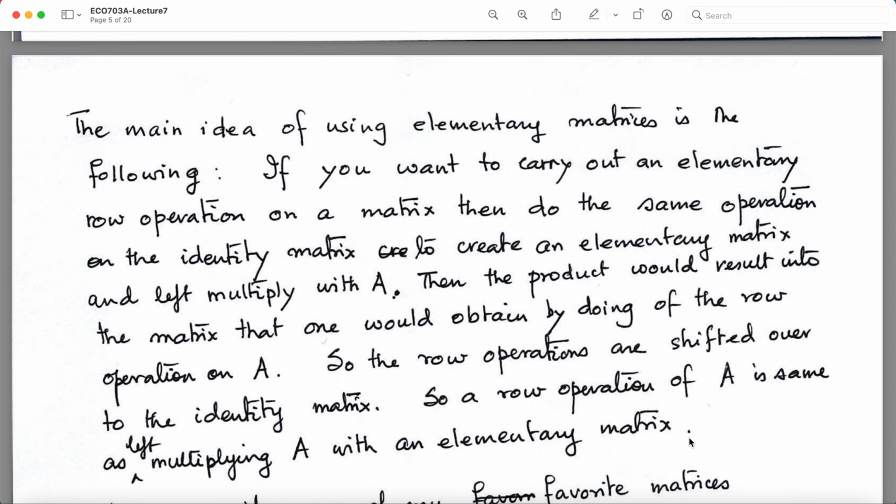So I again read from what I have written, but I have been repeatedly telling you this so that it gets into your mind that the main idea of using elementary matrices is the following. If you want to carry out an elementary row operation on a matrix, then do the same operation on the identity matrix, create an elementary matrix, and left multiply with A. Then the product would result in the matrix that one would obtain by doing the row operation on A itself. So the row operations are shifted over to the identity matrix, and that's the whole power. Doing it on a simple matrix, you can still do whatever you want.